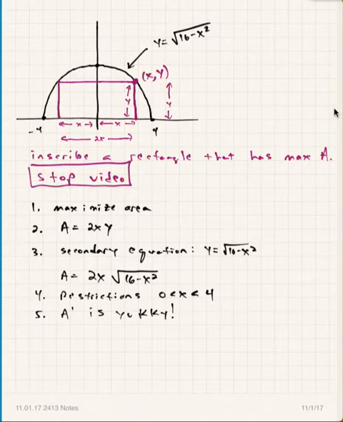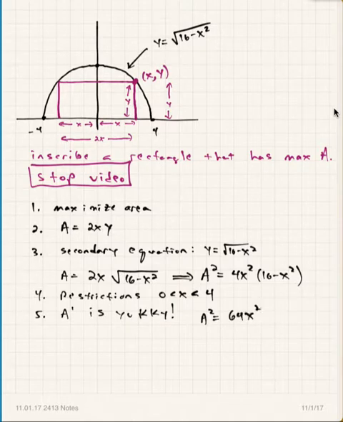So what we do here is notice if we squared both sides of this equation and got A squared equals 4x squared times 16 minus x squared, the radical goes away. So notice that A squared is just a polynomial. Right? A squared is just 64x squared minus 4x to the 4th power.